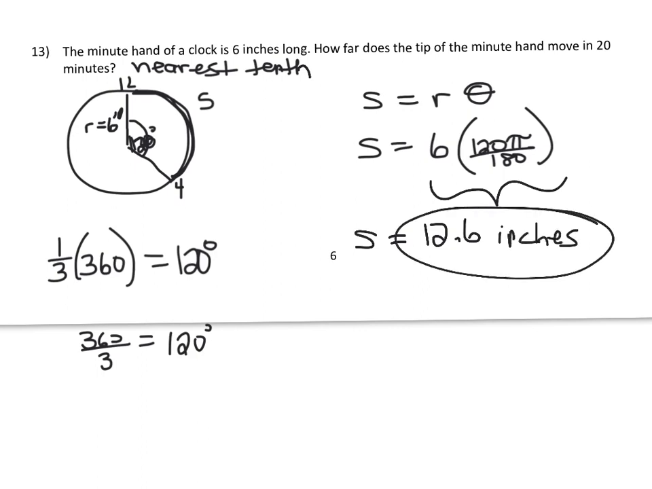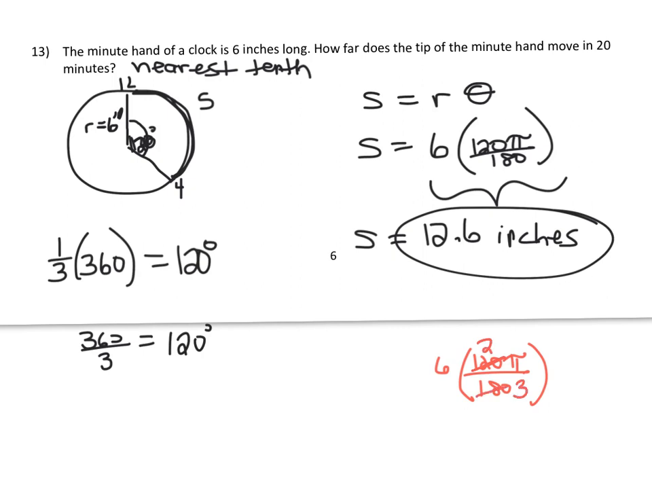Now, let me just show you real quick. If it didn't say to round to the nearest 10th, and this is a side note, this is not what the question says, you would have to do 6 times 120 pi over 180. If it didn't say to round to the nearest 10th, you'd have to leave your answer in terms of pi. So there's a couple ways you can do this, but 120 over 180 simplifies to 2/3. So technically, you could just rewrite this as 2 pi over 3.